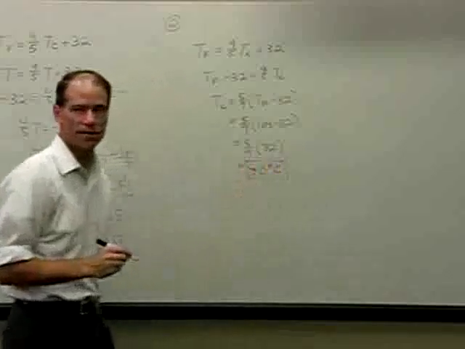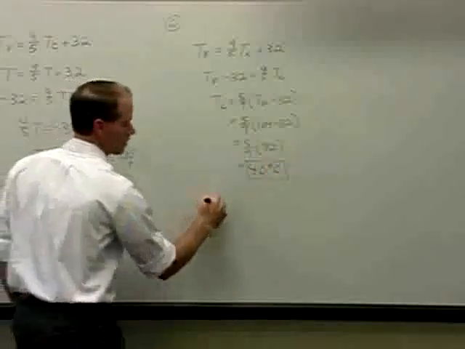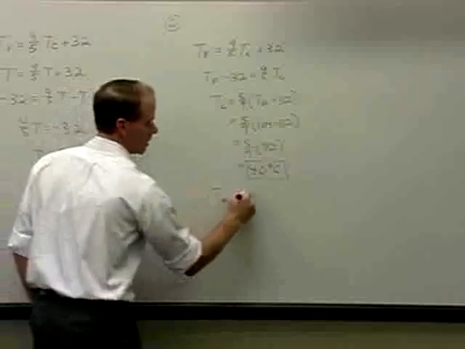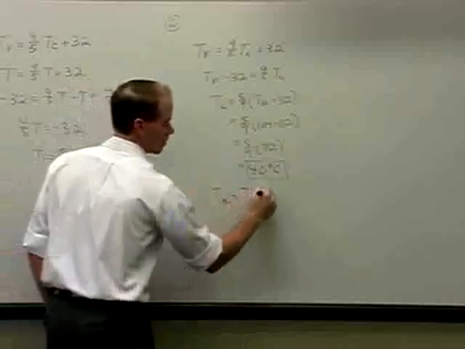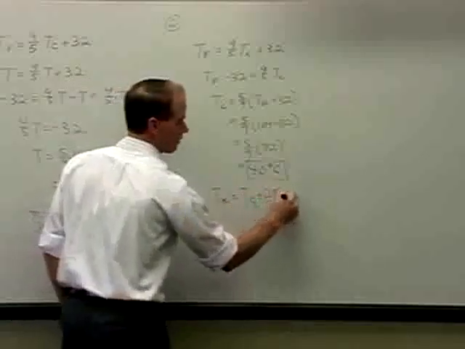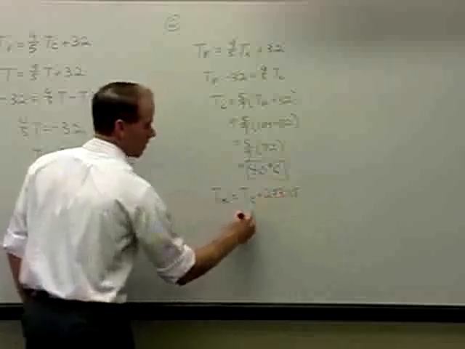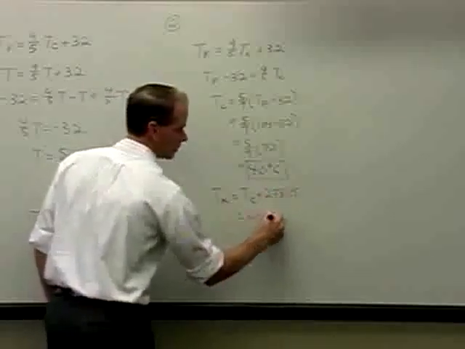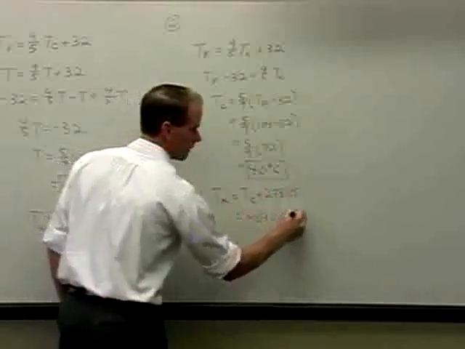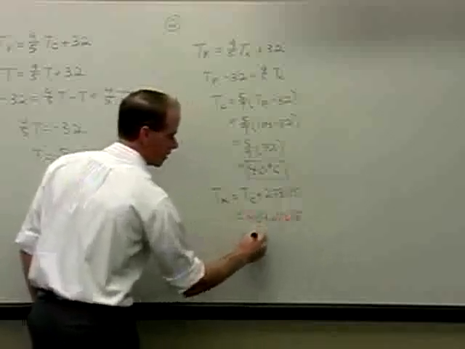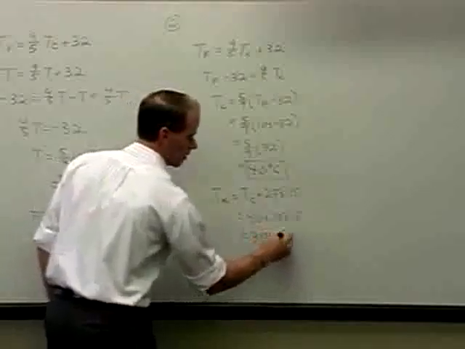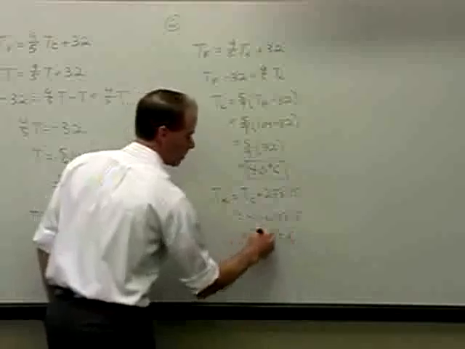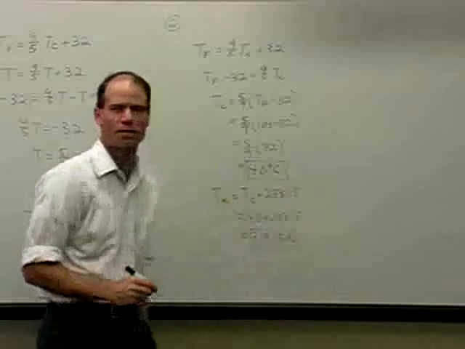We want the temperature in Kelvin, so we'll say the temperature in Kelvin is the temperature in Celsius plus 273.15. So that's 40 plus 273.15, which gives us 313.15 degrees Kelvin.